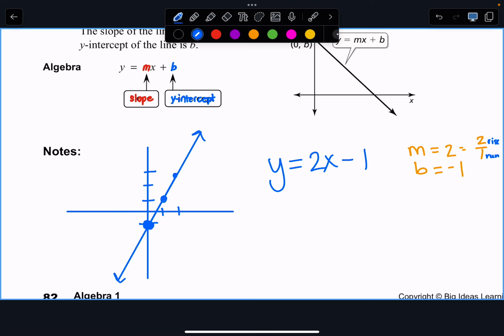That was quick, wasn't it? We didn't even have to plug any zeros in, did we? Write that one down.